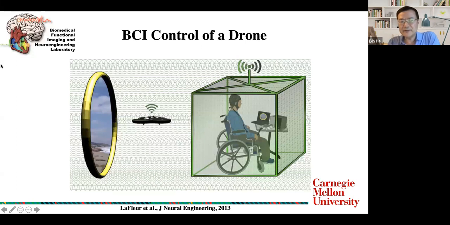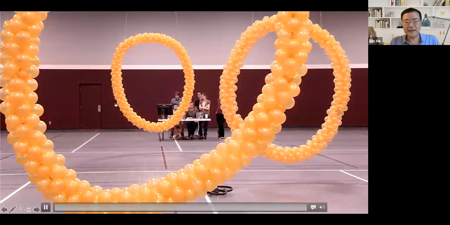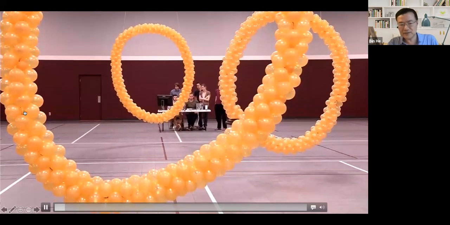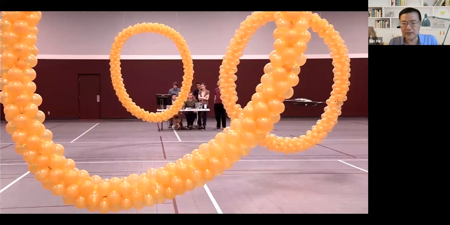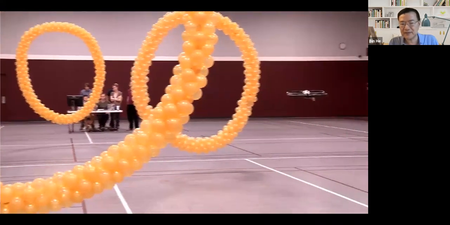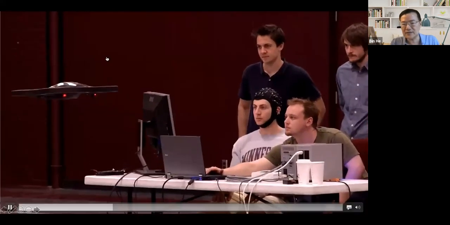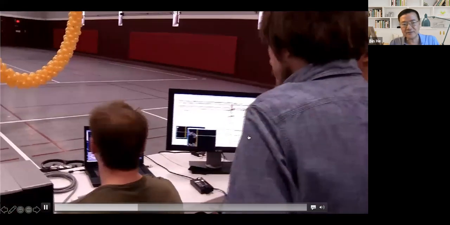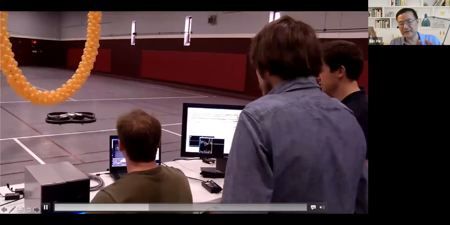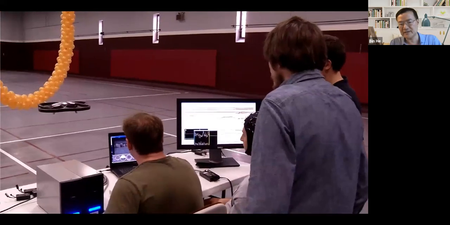After this experiment, we asked the question: are we able to actually control a physical drone, not a virtual drone? In this experiment, once again performed at the University of Minnesota, where I was on faculty together with my student, we have this drone connected through Wi-Fi. The subject wearing an EEG cap can see the drone, but he is not moving any part of his body.